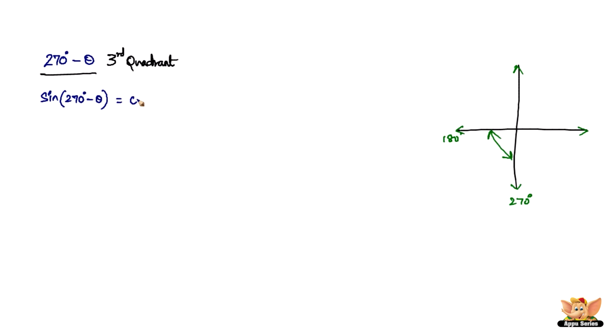So now let's start off with sine of 270 degrees minus theta. 270 is going to change sine to cos, no doubt about it. So it's going to become cos theta. But what's the sign going to be? It's going to be negative, because sine is positive only in the first and the second quadrants.